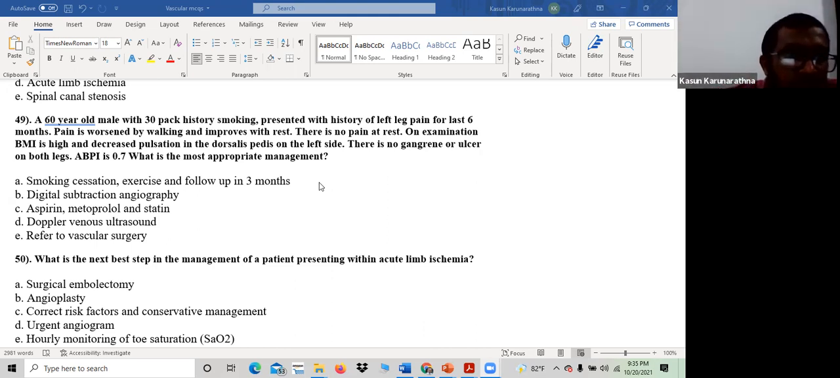And this answer hasn't been included, but yes, exercises should be included, right? That is the best possible management option at this point to improve your claudication distance, and that is the action which develops collaterals. So the patient will improve gradually, right? Smoking cessation, best medical therapy, and the exercises.